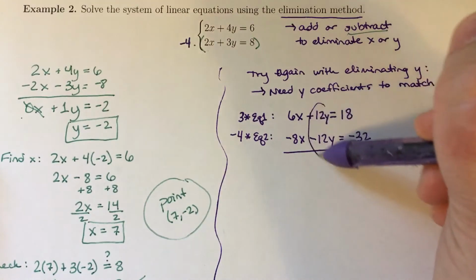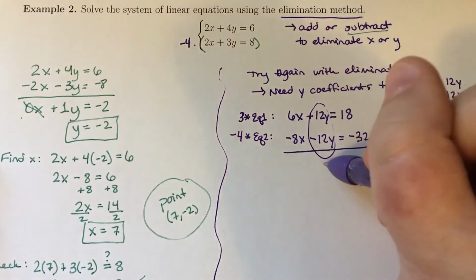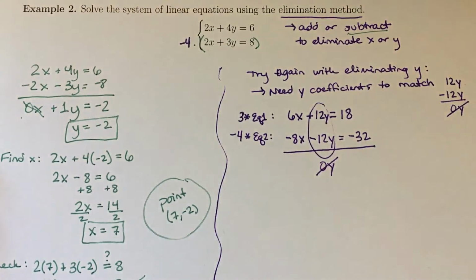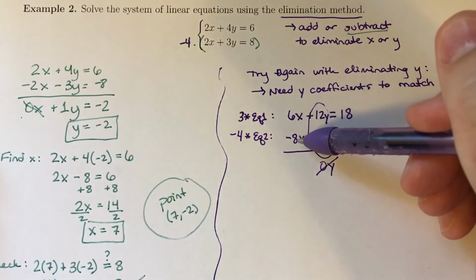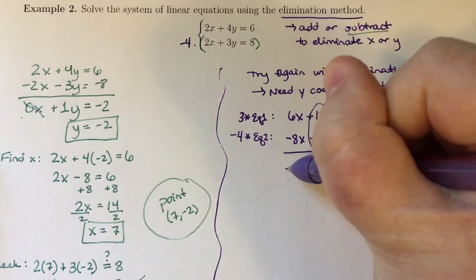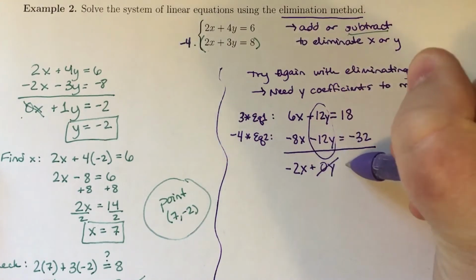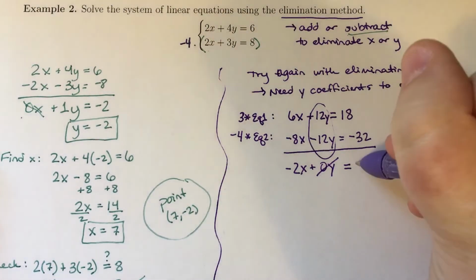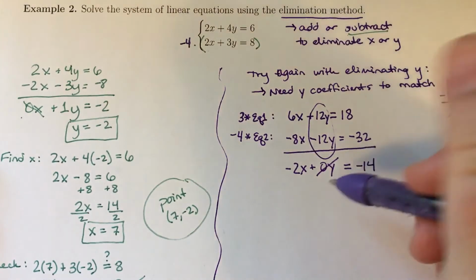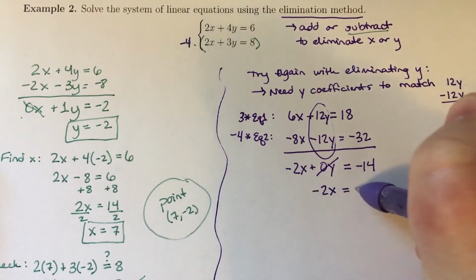But we got these y's where one's positive, one's negative. They eliminate, they're gone, 0y. But now I gotta deal with everything else. So 6x minus 8x is negative 2x. And then 18 minus 32 is negative 14. So I have negative 2x is negative 14.